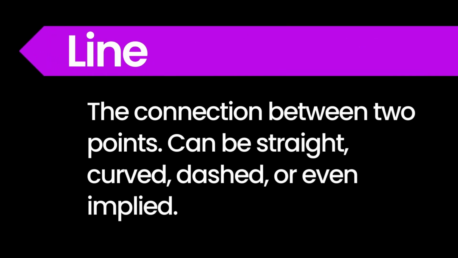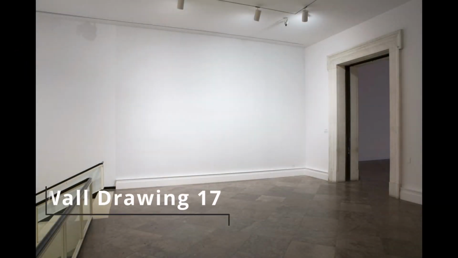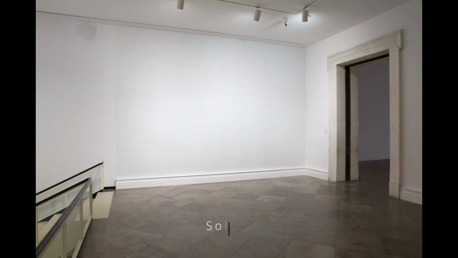All right, the next one is lines, and lines can be straight, curved, thick, thin, dashed, and all things in between. They can even be invisible by just implying that they exist. So, for lines we have Sol LeWitt, Wall Drawing 17. Each column drawn on the wall has lines drawn in the same direction, and then each column changes the direction. So this is a close-up of it here, and you can see the diagonal lines on it.